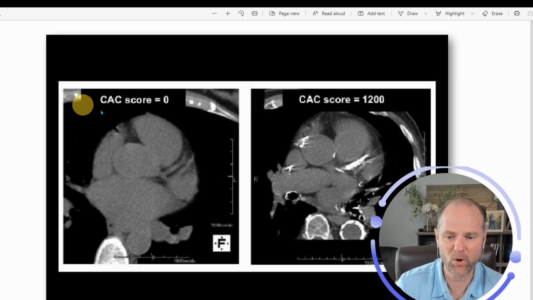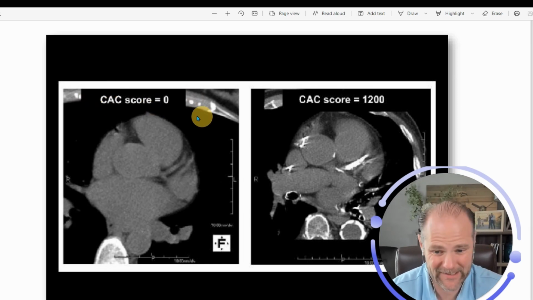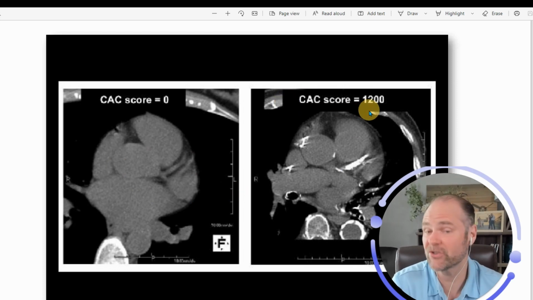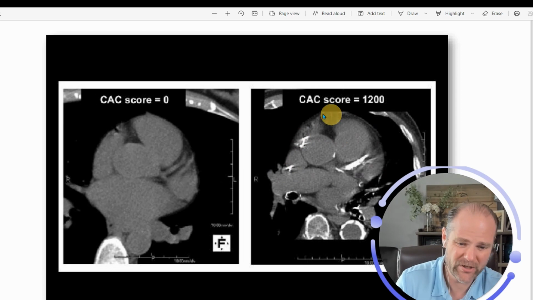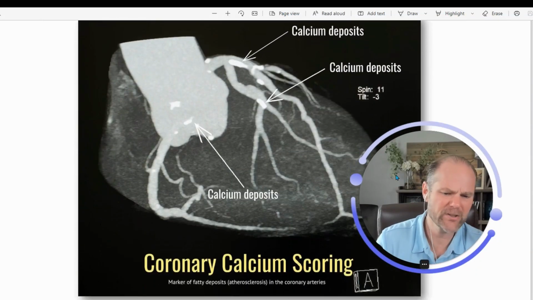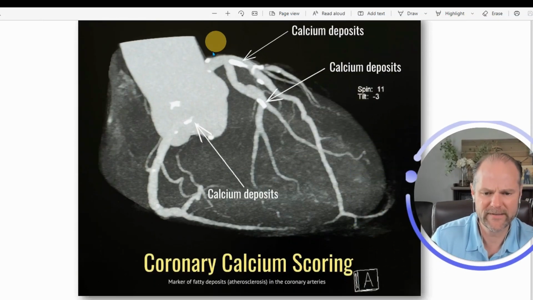Now in here we have a coronary calcium score. It's just CAC of 0. You see that there's no calcification in that heart. And then here we have a CAC of 1200, which is super, super high. You can see how much calcification is all around in these different arteries. So this is a really bad situation that's happening. Here's another great visual I like to see. You can see all these different calcium deposits right in here.